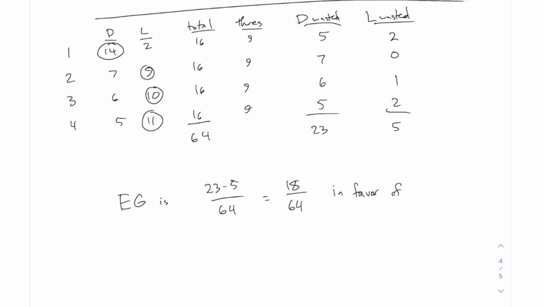In favor of, who is it in favor of here? The D's or the L's? Show me the hand signal. I don't know. I see some people doing this. The L's. In favor of the L's. That's because the D's wasted more. So this is advantageous to the L's. All right. As a percentage, if you plug that into your calculator, I got 28%. All right. In favor of the L's.